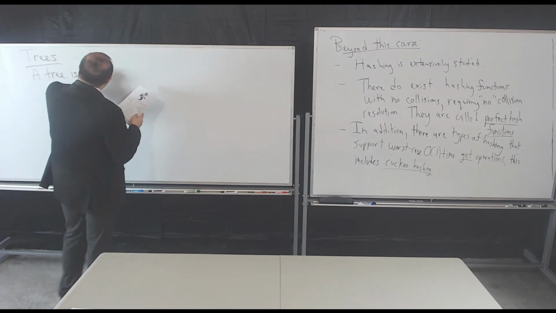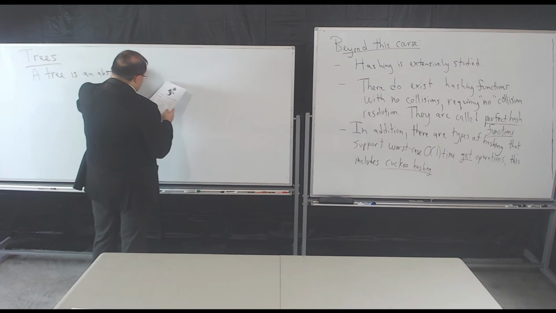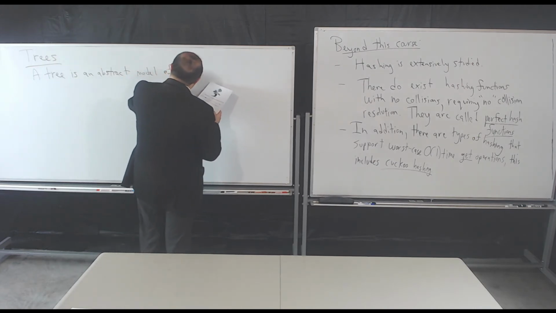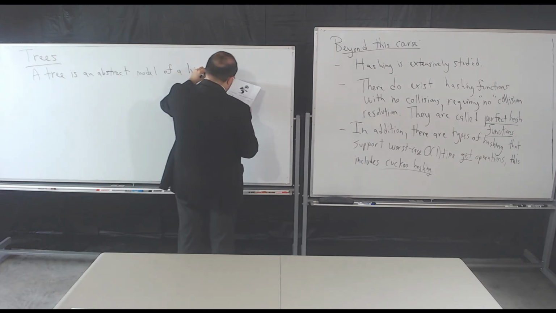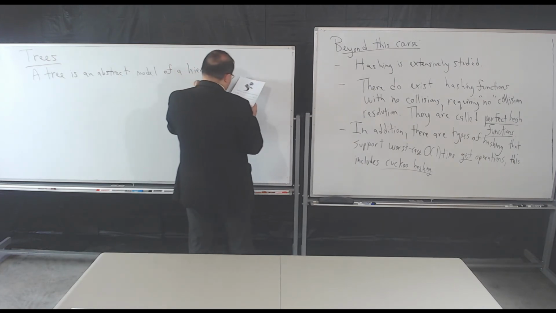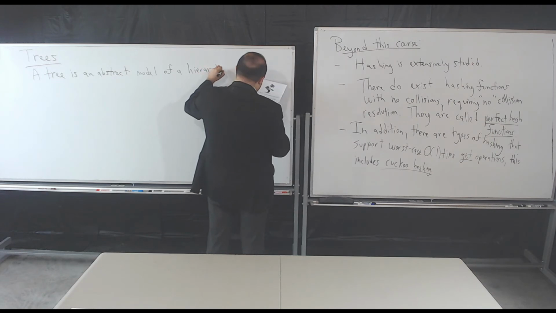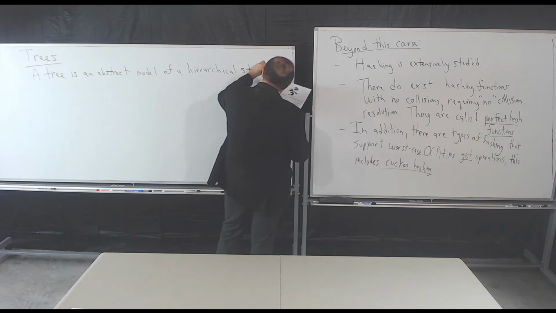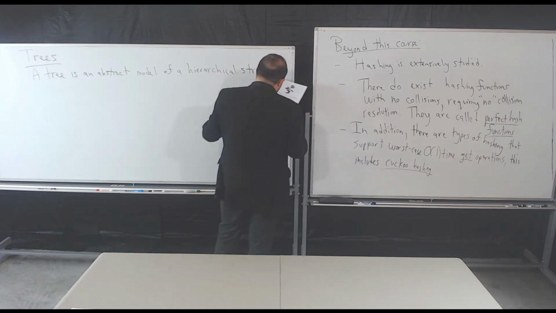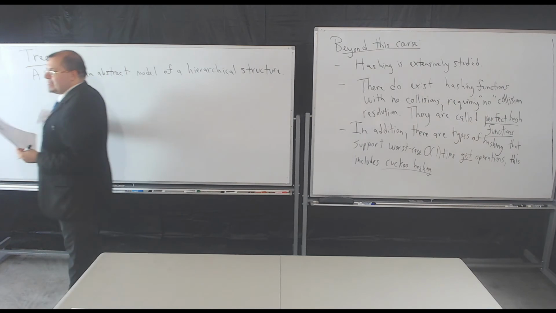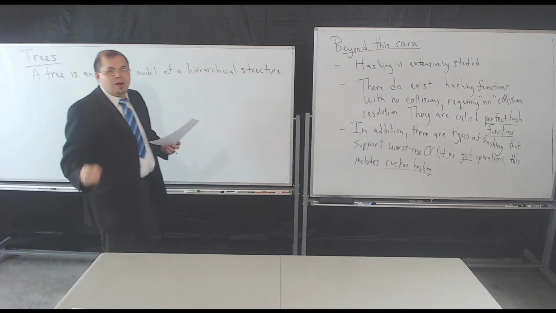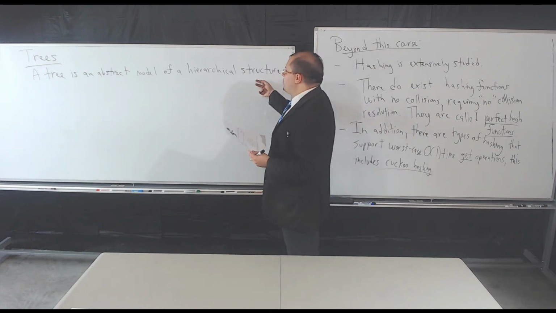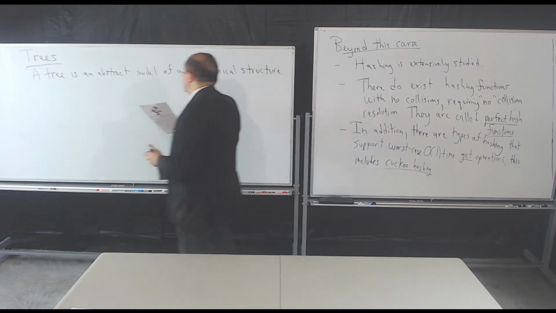is an abstract model of a hierarchical structure. I always have fun spelling hierarchical. Sometimes that I needs to go into a funny place. So trees are an example of something called a graph, which we'll talk about later on in the course, okay? But these are a way you can model hierarchical structure.